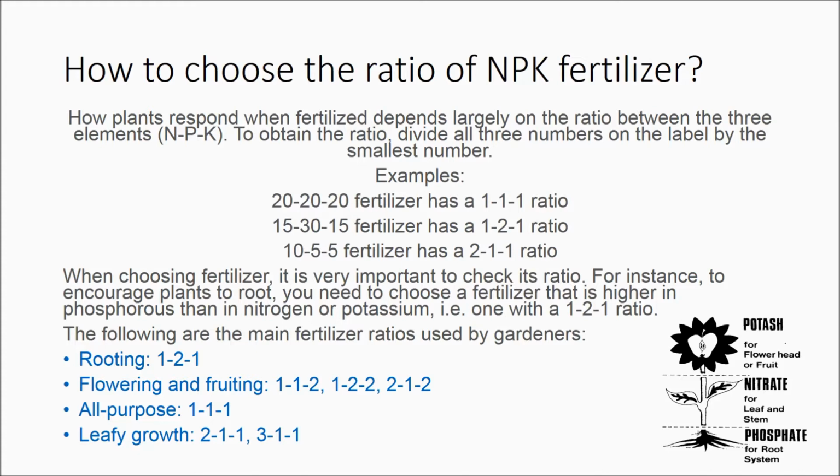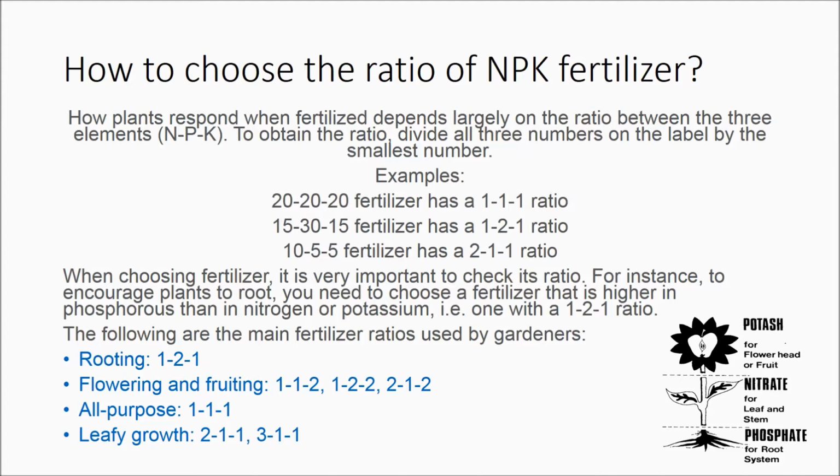In the second example, 15 is to 30 is to 15, the fertilizer has a ratio of 1 is to 2 is to 1, and we get this number when we divide the three numbers by the smallest number, that is 15 here. Another example is if you purchase a fertilizer which reads as 10 is to 5 is to 5, that means the component ratio is 2 is to 1 is to 1. Here the nitrogen is double the amount of phosphorus and potassium.